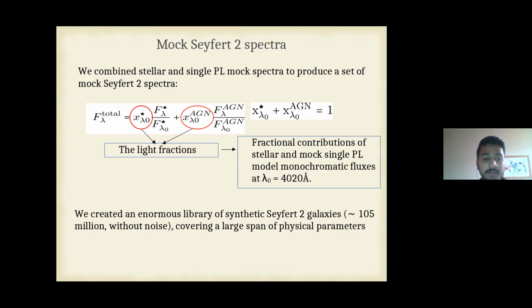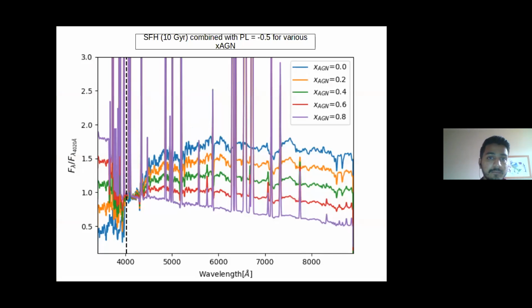Using this approach, we have created a huge data set of mock galaxies. It looks something like this. It's an example. You can see how the spectrum changes for different AGN fractions. X AGN 0.8 means that it is an 80% contribution at 4020 from the power law model, and we clearly see that the emission lines are there. As we go to lower AGN fractions, the stellar part starts to dominate, and ultimately you see that the part from the AGN completely disappears.